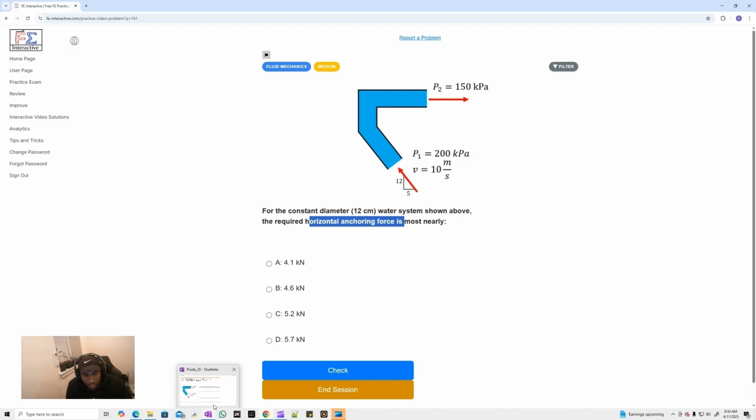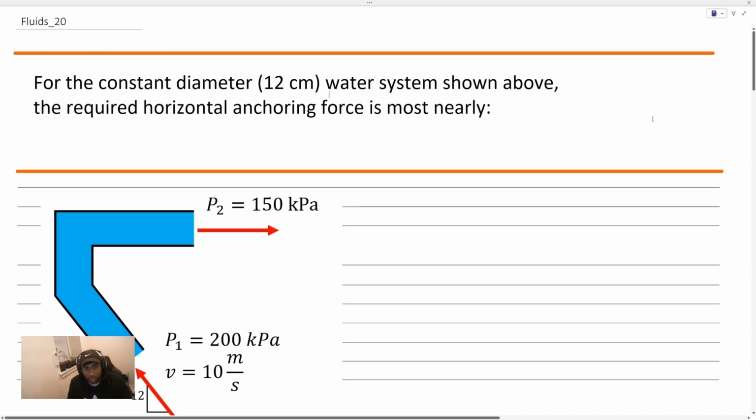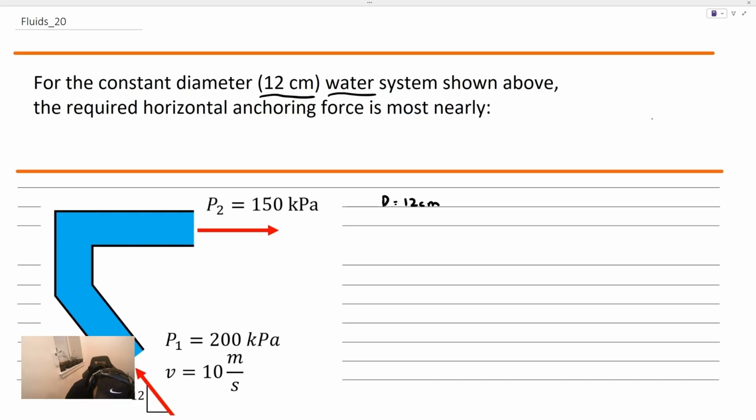Okay, let's transfer this to a clean sheet of paper, and let's write down some of the things that we're given here. So the diameter of this system is 12 centimeters. That's this. And it also says a water system. The density of water in the metric system is 1,000 kilograms per cubic meter. We're looking for the horizontal anchoring force.